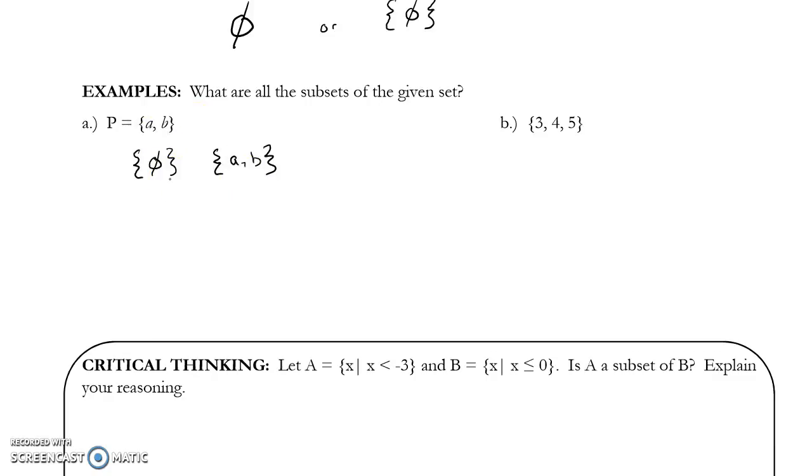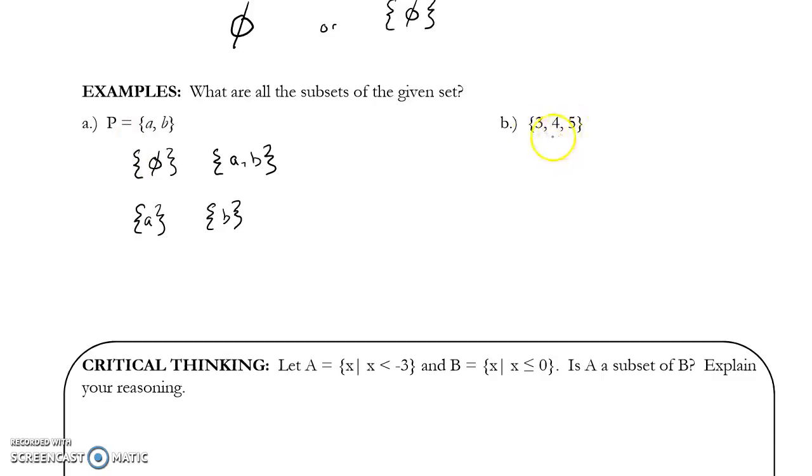Now I'm going to list each other element separately. I have the element A, that's a different subset, and I have the set B, that's a new subset. That's it. There's no other way to split this up. There are 4 subsets to a set that has 2 elements.